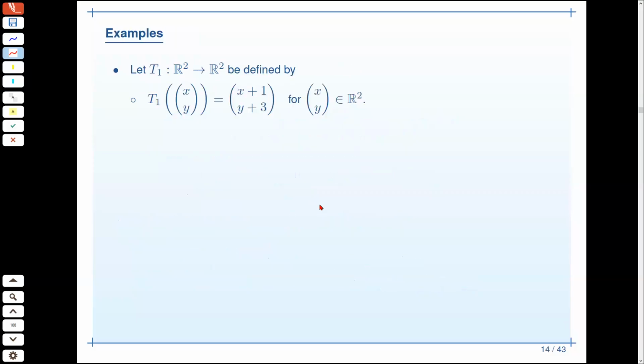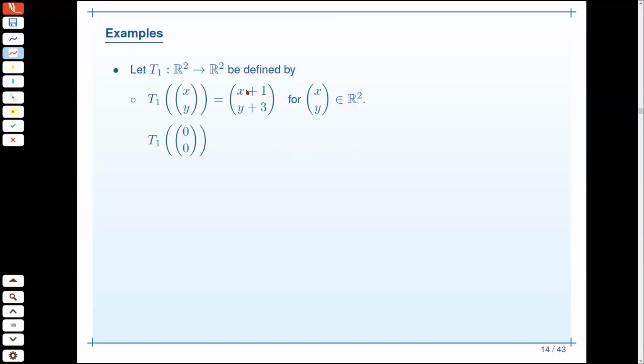So let me give some examples. The first example: T1 sends (x, y) to (x plus 1, y plus 3). Is this linear? Now you can see this doesn't seem to be a linear function. By linear function, it must be some x plus some y plus some z or whatever, with no constant. Since there are non-zero constants, this is not supposed to be linear. But how do you show it? The simplest way is to check on the zero vector.